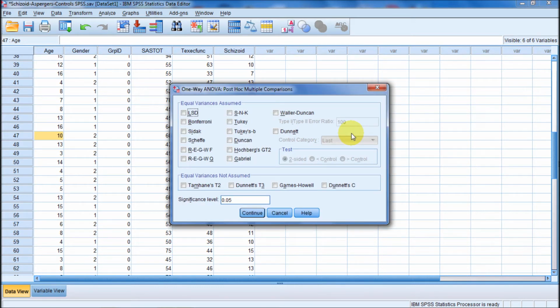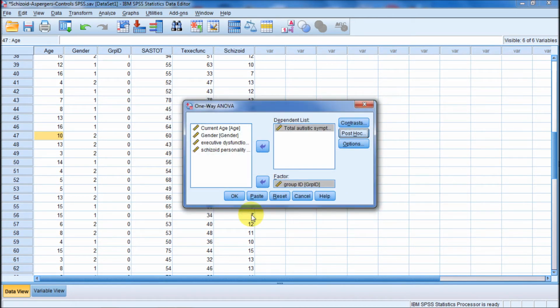And probably the most common test now, which is a nice balance between liberalism and conservatism on finding mean differences, is this test right here, Tukey's test. This was an earlier test and a very liberal test, meaning it found mean differences when maybe some of them might have been due to chance. John Tukey figured out a more conservative test that really looks at whether they are truly different from each other beyond chance. So we'll just choose Tukey's test. And we'll hit continue, and we'll hit OK.